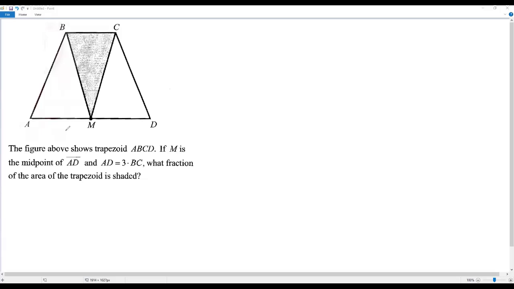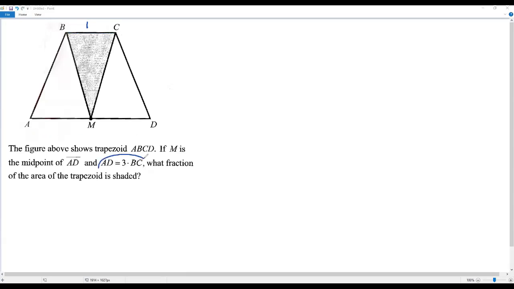If M is the midpoint of AD and AD equals 3 times BC, what fraction of the area of the trapezoid is shaded? Okay, now let me assume 1 is the length of this line segment BC. Then what is the length of this AD?